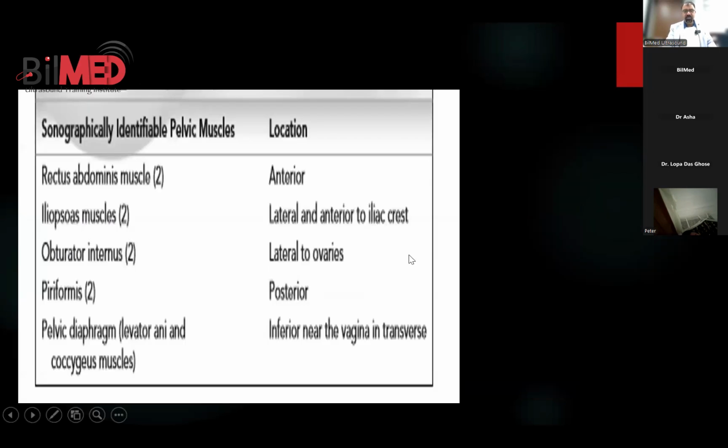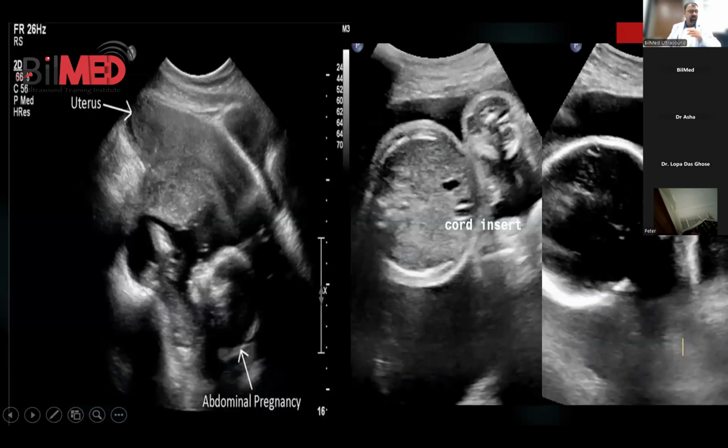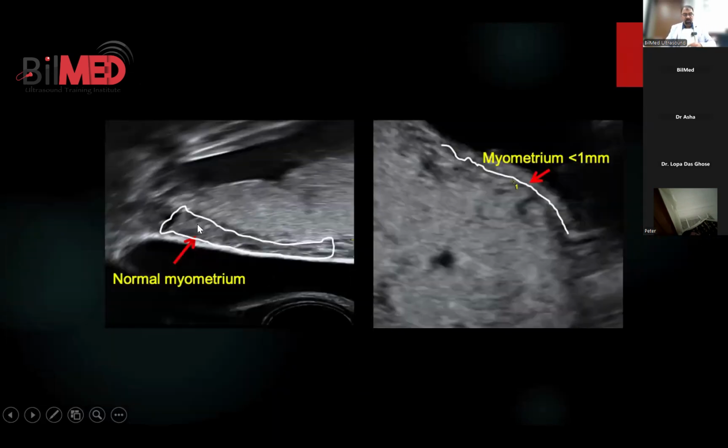Now, this candidate has probably completed the gynae ultrasound course because this is the last topic of the gynae ultrasound course. Now, over here, what I am seeing is this is the normal myometrium. This is normal myometrium. This is normal myometrium. This is a thin myometrium. And if this myometrium is less than 2 millimeters, then it is thin.